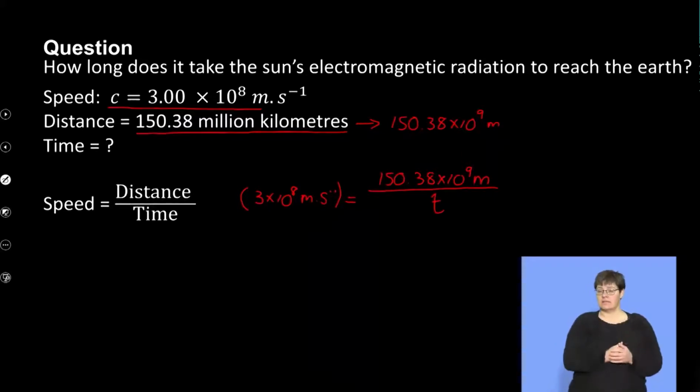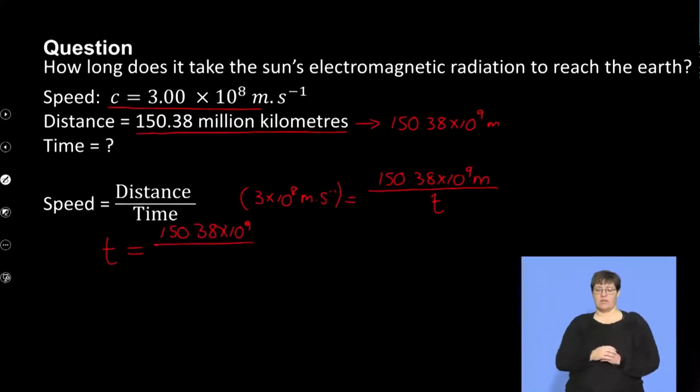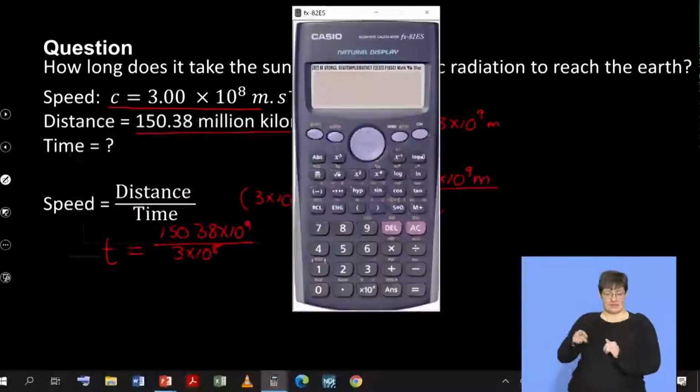So to get the answer, we're going to multiply both sides of the equation by t, and then divide both sides of the equation by the speed of light. This will give us that t is equal to 150.38 times 10 to the power of 9, must still include our scientific notation in the calculation, divided by 3 times 10 to the power of 8. So, definitely can't do that in our head. So to the calculator we go.